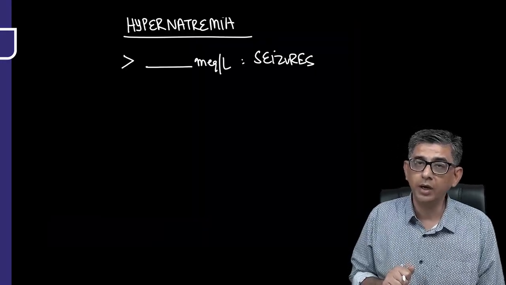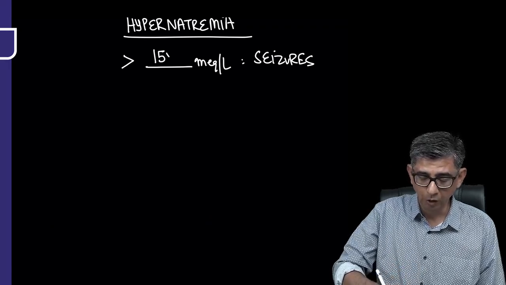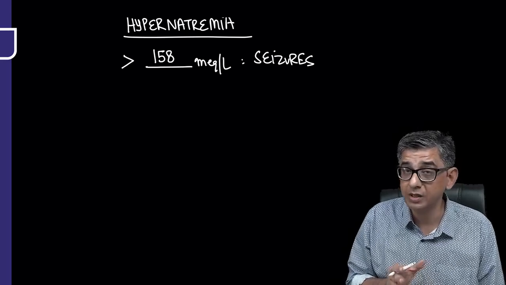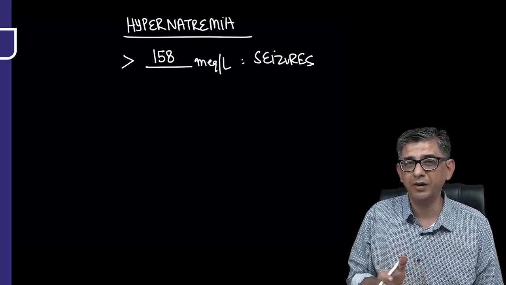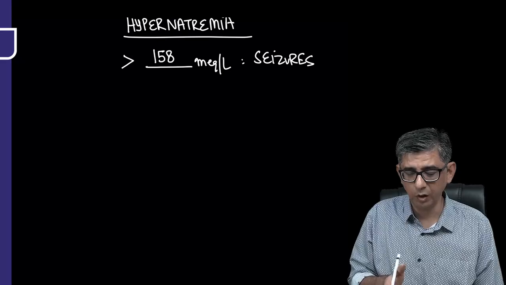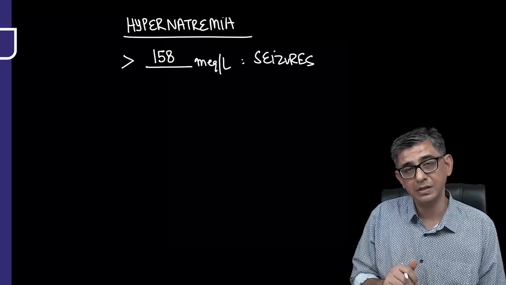Next up, we're going to talk about hypernatremia, and the first thing on the agenda is how high the sodium value should be to contribute to dangerously high levels and development of seizures in a person. The range would be 158 to 160 milliequivalents. I've given a lower threshold here, 158 milliequivalents per liter and higher, where you could have development of seizures.